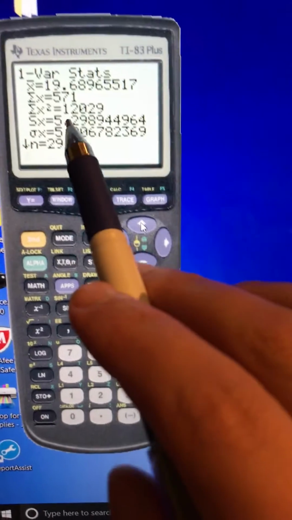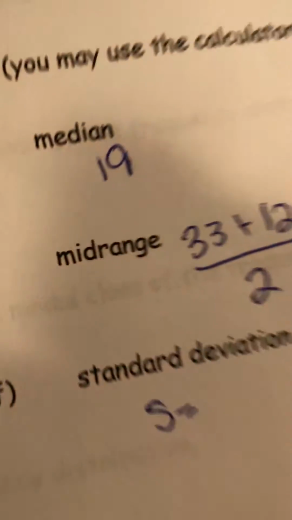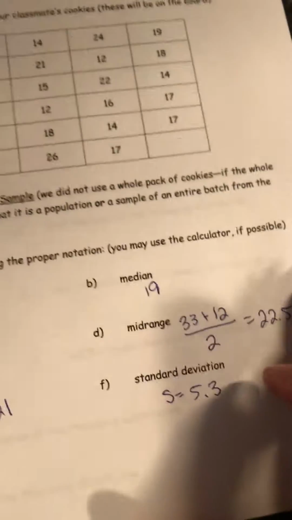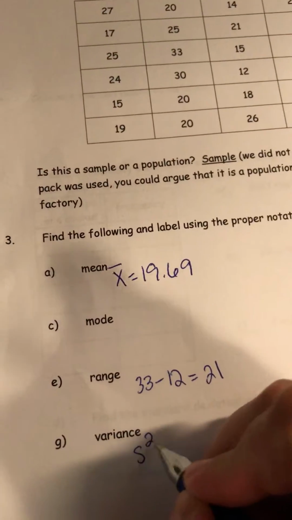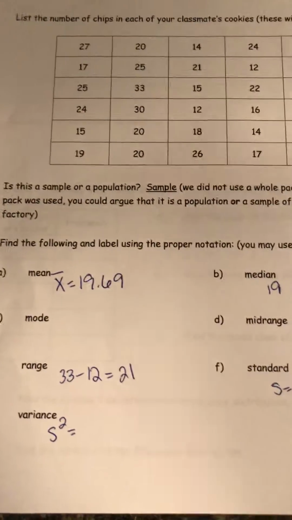So this would be 5.298, which bumps up the 9, so 5.3. So S is 5.3. And then for our variance, you're going to do S squared. And when you do variance, you shouldn't round. You shouldn't use the rounded value.